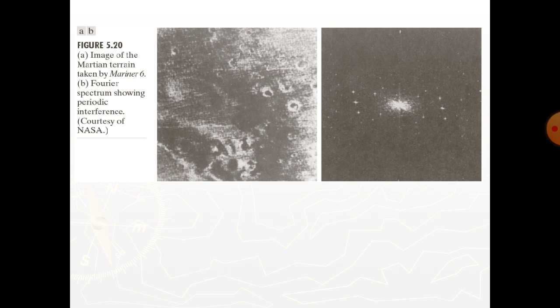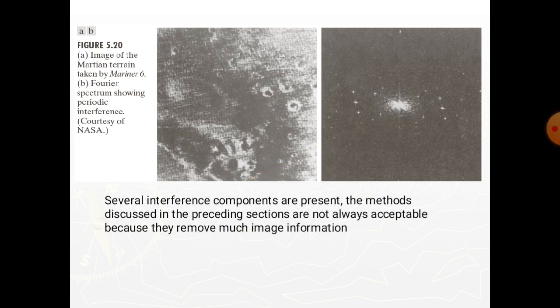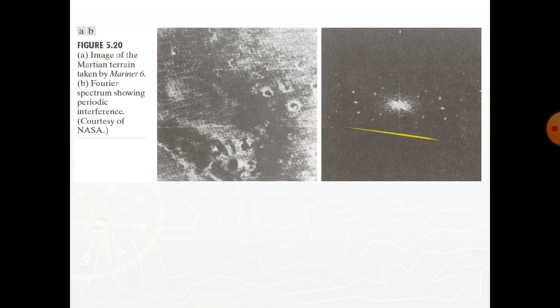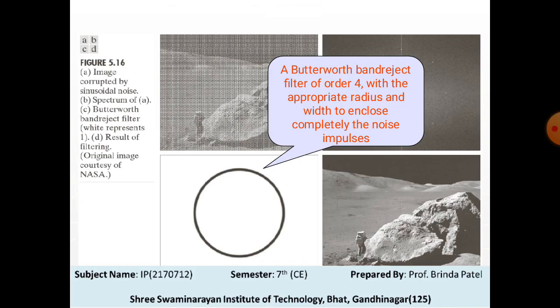Now optimum notch filtering. It is another example of periodic image degradation. This shows a digital image of the Martian terrain taken by the Mariner 6 spacecraft. The interference pattern is somewhat similar to this figure.